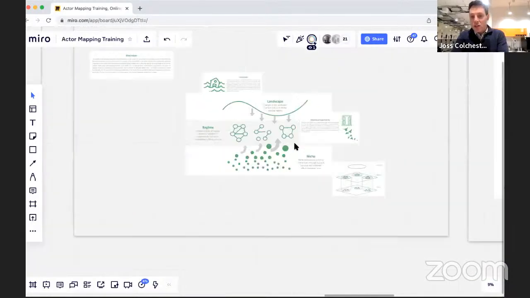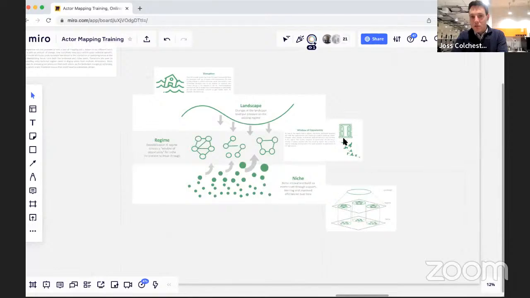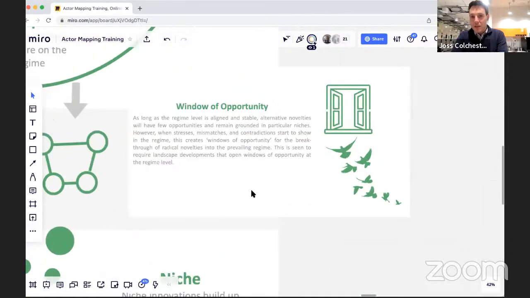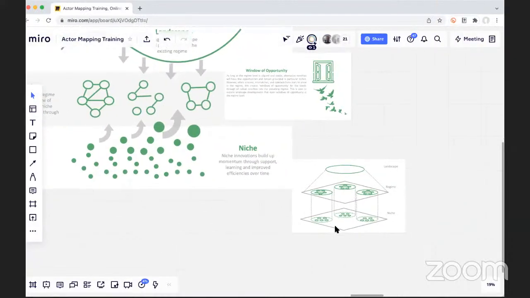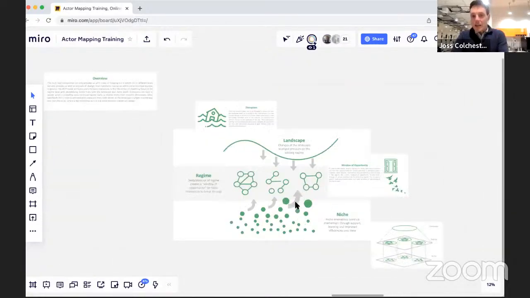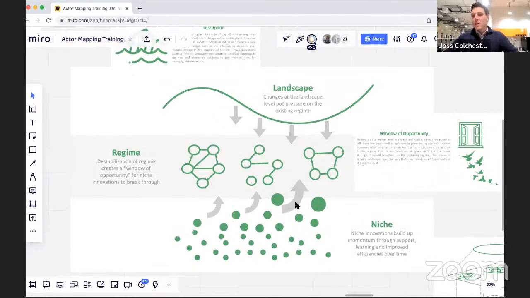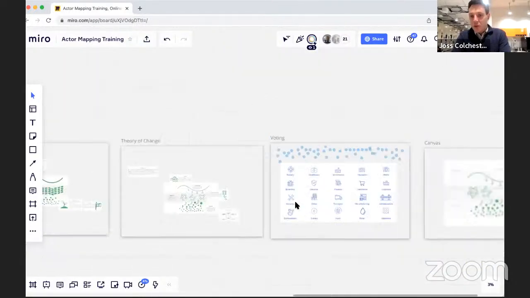Of how change happens within complex adaptive systems. You can see here this idea of windows of opportunity. The landscape is going to open up windows of opportunity for these niches here. Hopefully we'll understand that basic model. Quick question, if anyone has one, we could spend a short while discussing that before we jump into actually working with this ourselves, right?